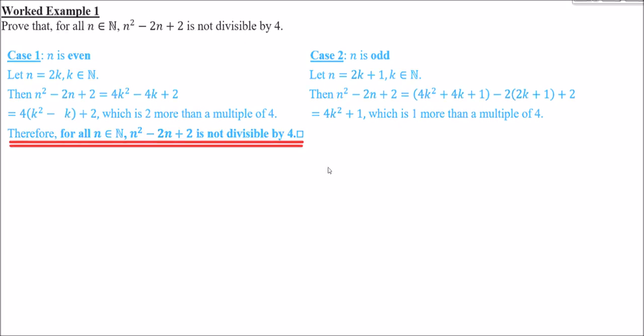Worked example 2 now. Given again n is a natural number, prove that n cubed plus 2 is not divisible by 8. This time definitely don't get caught up with multiples and non-multiples of 8 unless you want to consider 8 different algebraic cases. Again, the base consideration, let's go odds and evens.